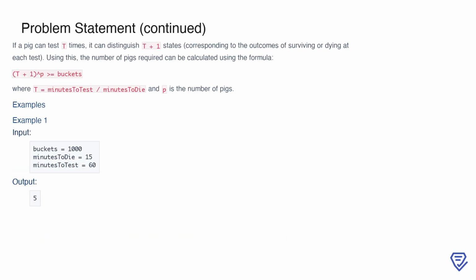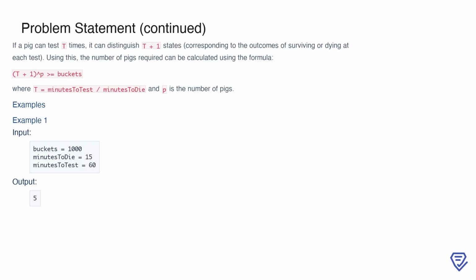Now, let's explore how to determine the testing capabilities of each pig. If a pig can test t times, it can distinguish between t plus 1 possible outcomes. These outcomes correspond to the pig either surviving or dying at each step of the testing process. Using this, we can calculate the total number of buckets that can be tested with a given number of pigs using the formula (t plus 1)^p equals buckets, where t is the number of tests a pig can perform, and p is the number of pigs.